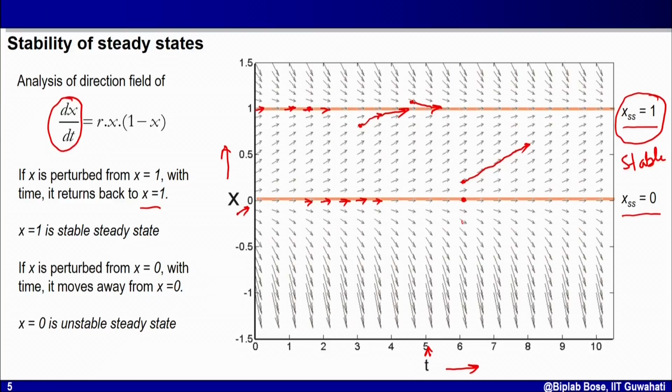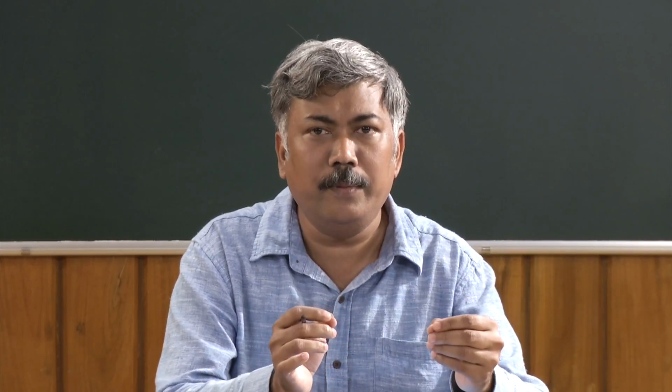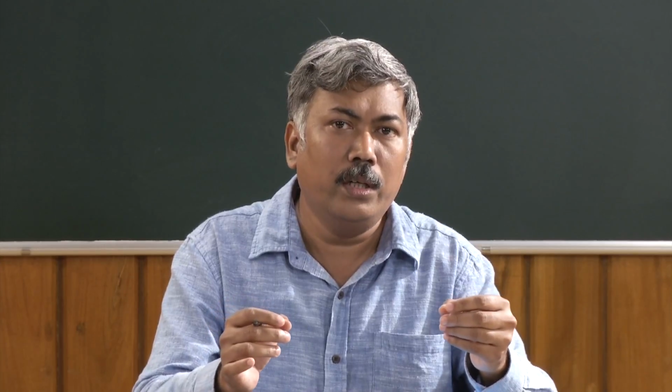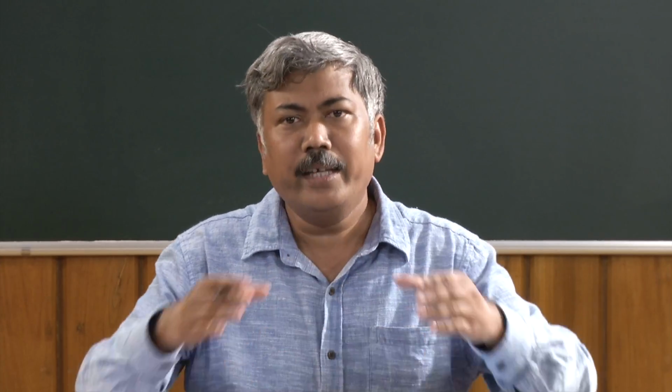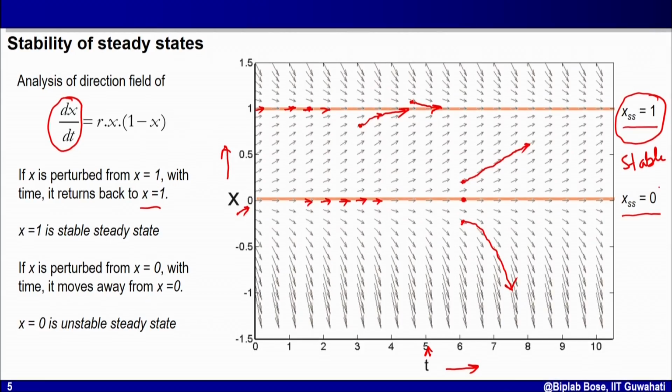Suppose I take a value slightly below the original value of x equal to 0. Now if I leave it and allow x to change with time, following this direction field, x will move in this direction. As you can see in this direction field, the arrows are telling me that if I change the value of x slightly away from 0, it will move away from x equal to 0. That means if the system is at steady state with x equal to 0 and you slightly perturb it, the system will not stay at x equal to 0 anymore. It will not come back to x equal to 0; rather, it will go away from it. So that's why x equal to 0 is an unstable steady state.